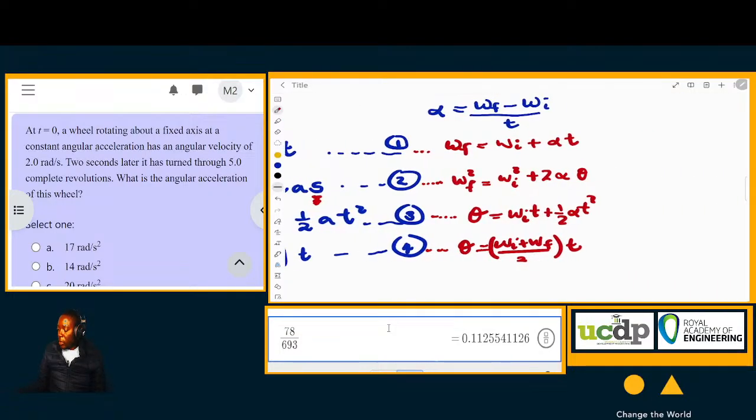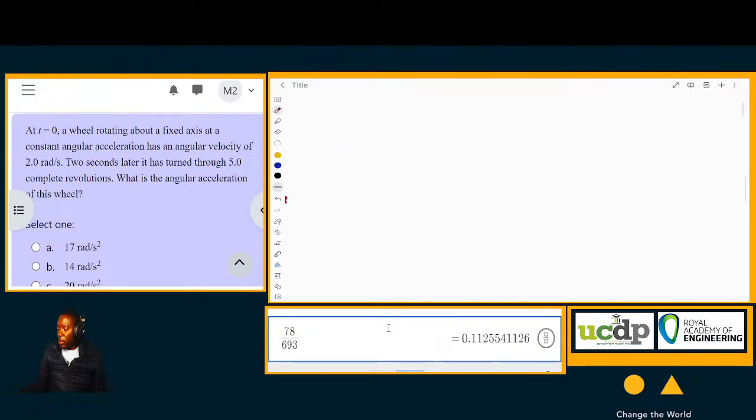So let's see if we can apply any of these equations to answer the question we have on the screen. At t equals 0, a wheel rotating about a fixed axis at a constant angular acceleration has an angular velocity of 2 radians per second. 2 seconds later, it has turned through 5 complete revolutions. Remember, a revolution is 2 pi. That's what you need to pick from this question. What is the angular acceleration of this wheel? So you need to find the angular acceleration of this wheel.